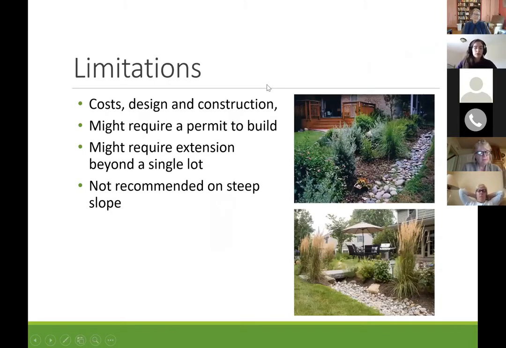Limitations to these practices. You can't just plug them in anywhere. The infiltration trenches, as long as you've got a relatively flat area and well-draining soils, you might be able to stick in a dry well or an infiltration trench. The swales really need to be pretty large solutions with gradual slopes for them to really have that capability to slow down and spread their water out. Not very steep solutions. So again, not recommended on a steep slope.